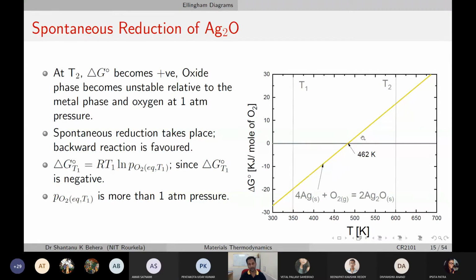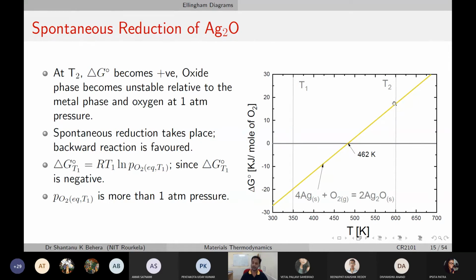And if we consider what will be the equilibrium partial pressure of oxygen at this temperature, it turns out this is going to be much higher than what it was at 462 Kelvin, which is 1 atmosphere. So here the equilibrium partial pressure of oxygen at T2 would be, oh, there's a mistake. These are not going to be T2 numbers. I'm sorry. So here we are talking about PO2 equilibrium at T2 is going to be more than 1 atmosphere.